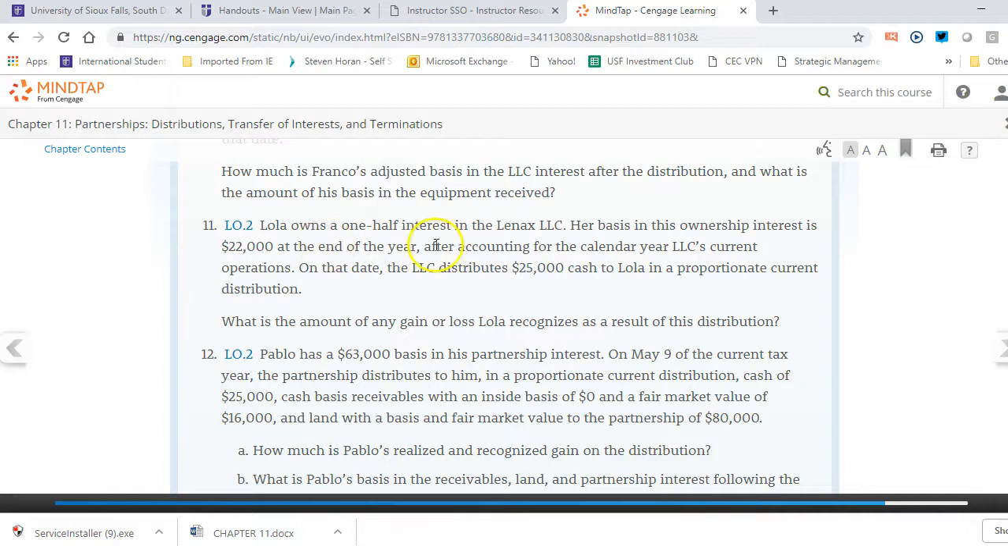So what you have to recognize is a couple of things here. Her ownership interest basis is 22. She received an amount greater than that. She received 25. That means she received the difference, $3,000, as a capital gain. So she would recognize a $3,000 capital gain. The other 22,000 is simply a return of basis. So question 11, 3,000 recognized capital gain.